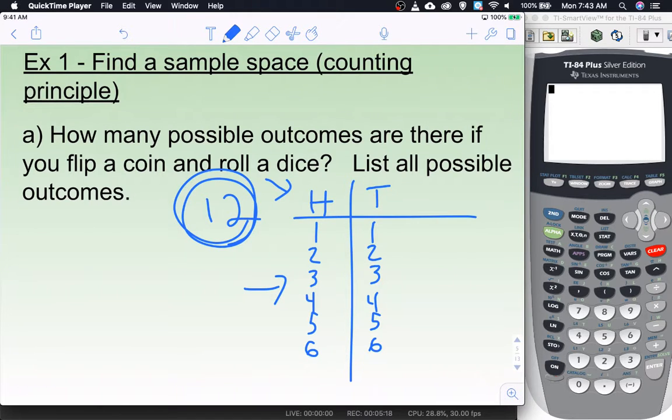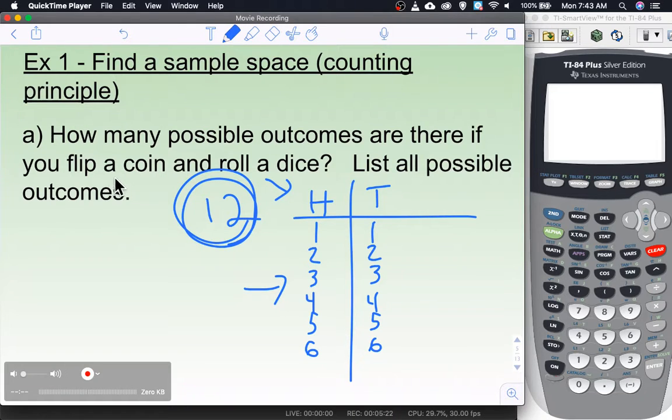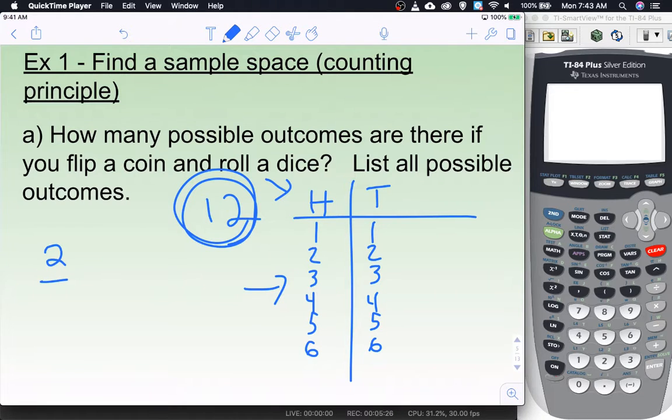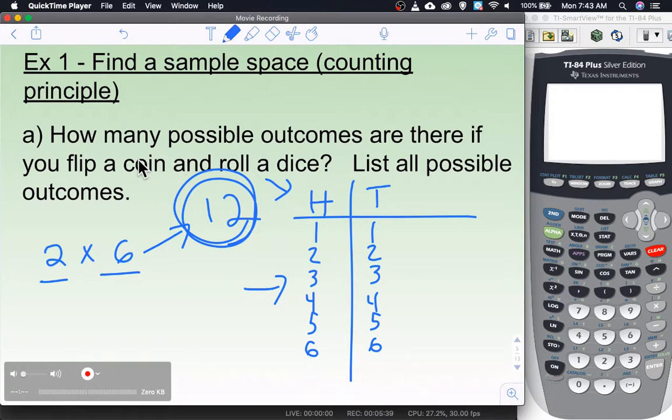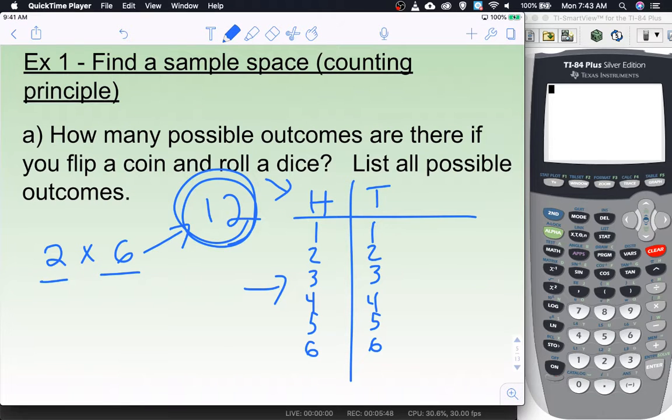And the way you can figure this out is by multiplication. It is how many possible things could happen with the coin flip. Well, there are 2 things that could happen, heads or tails. How many possible things could happen with the dice? There are 6. If you multiply those outcomes together, because each of these is a different action, you would get 12 possible things that could happen. And here's the list. I made it more of a table, which is perfectly fine, but there's a list of all possible outcomes.